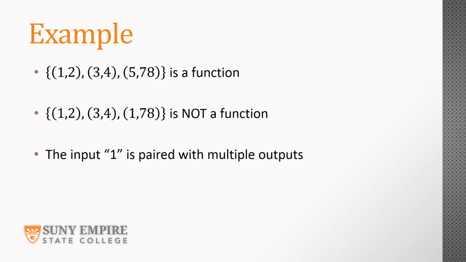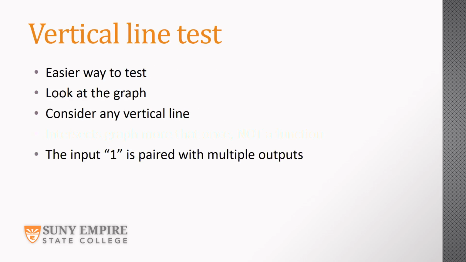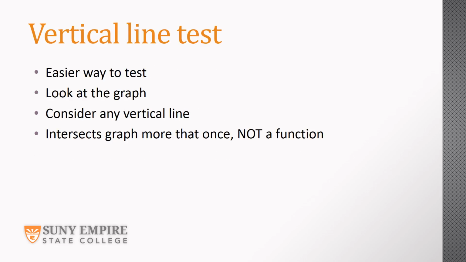In the second relation, we have a problem. The input 1 is paired with two different y values. This means the relation does not get the special title, function. But what happens if the relation has a large number of ordered pairs? Or what if the relation is depicted as a graph? Luckily, there is an easier method for determining if a graphed relation is indeed a function.